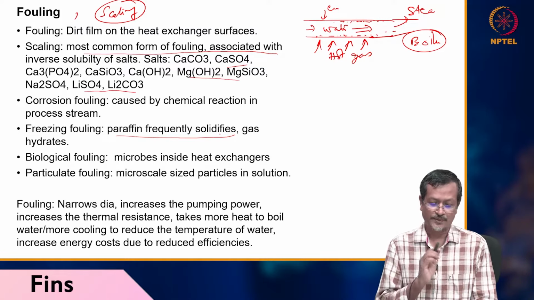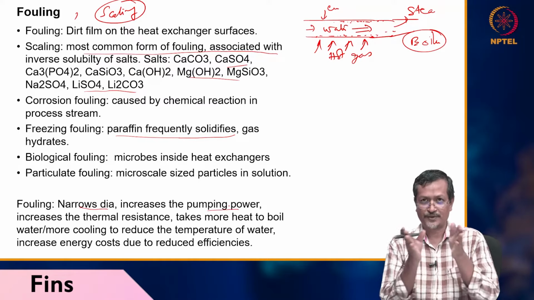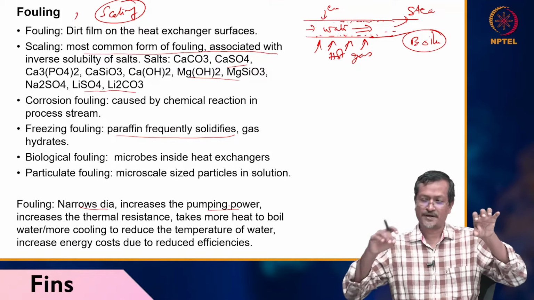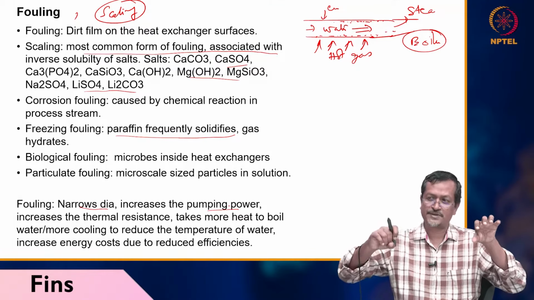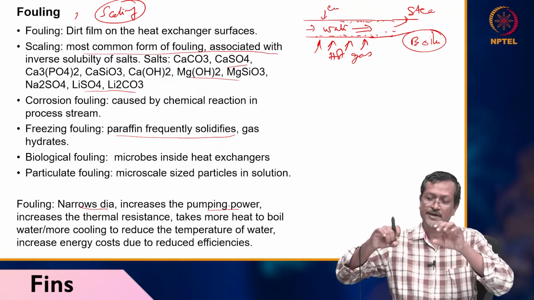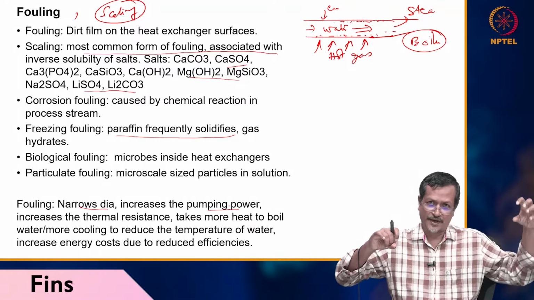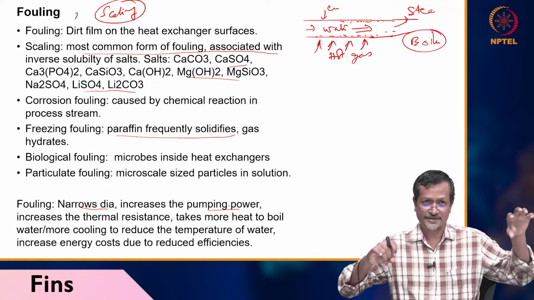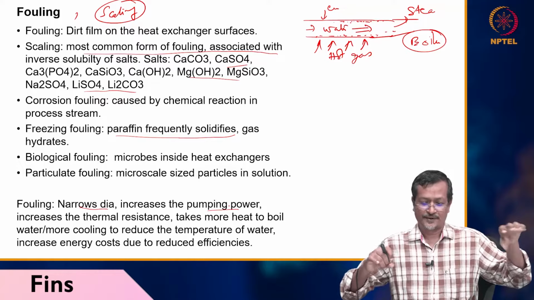So fouling, what will be the effect? It will narrow the piping diameter, increasing pumping power. You have already fixed pumping power and the system is working, but you narrowed down the pipe. A narrowed pipe means lots of pressure drop, and lots of pressure drop means the pump must work harder. So pumping power will increase, and you have to give more electricity and power here.